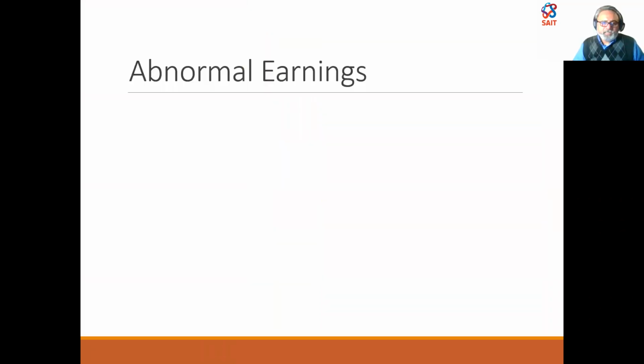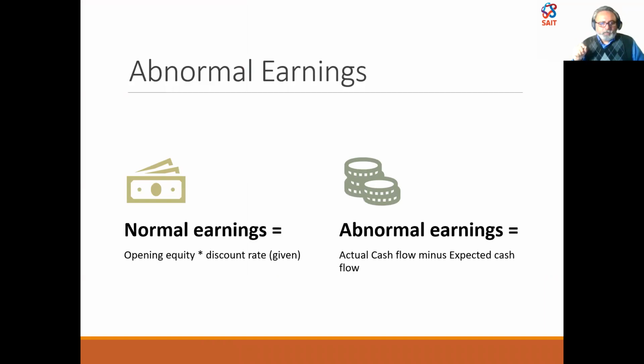So what's abnormal earnings? Normal earnings is defined as what we would expect based on the amount of equity that is invested: opening equity multiplied by whatever is our expected rate of return or discount rate. The abnormal earnings part is whatever is our expected earnings compared to the cash flow that actually occurred. And the cash flow that occurs depends on the state of nature. So any difference between what we were expecting and the cash flow that actually occurred is captured by way of abnormal earnings.